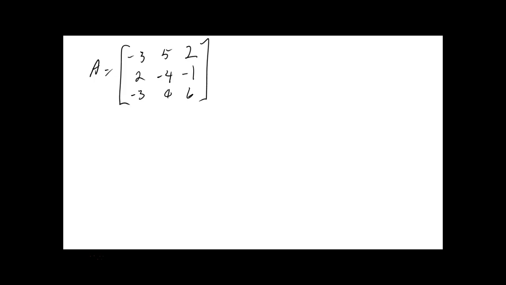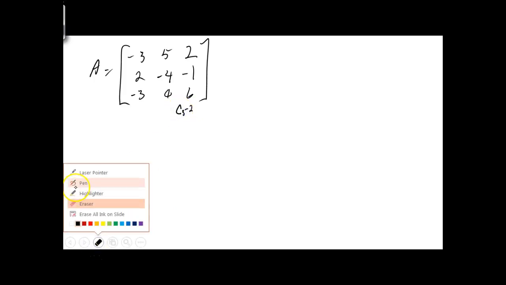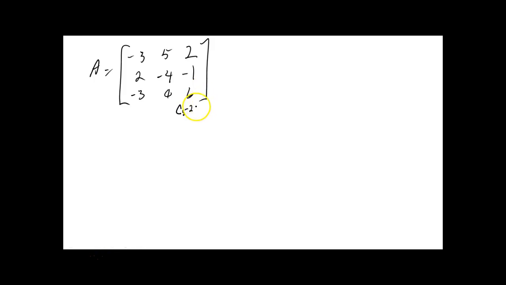Let's do it. Okay? So we'll do column 3 minus 2 times column 1. Okay? And that's not going to change your determinant at all. So write down the first column, -3, 2, -3. Write down the second column, 5, -4, 0.